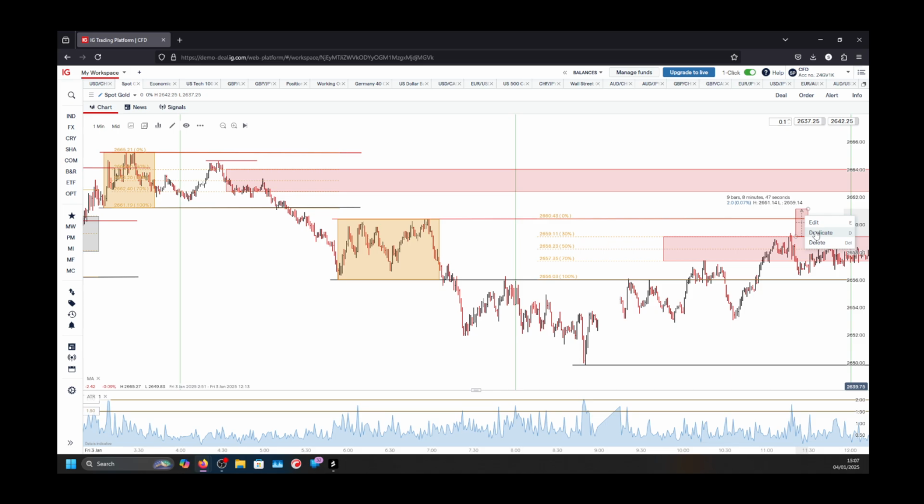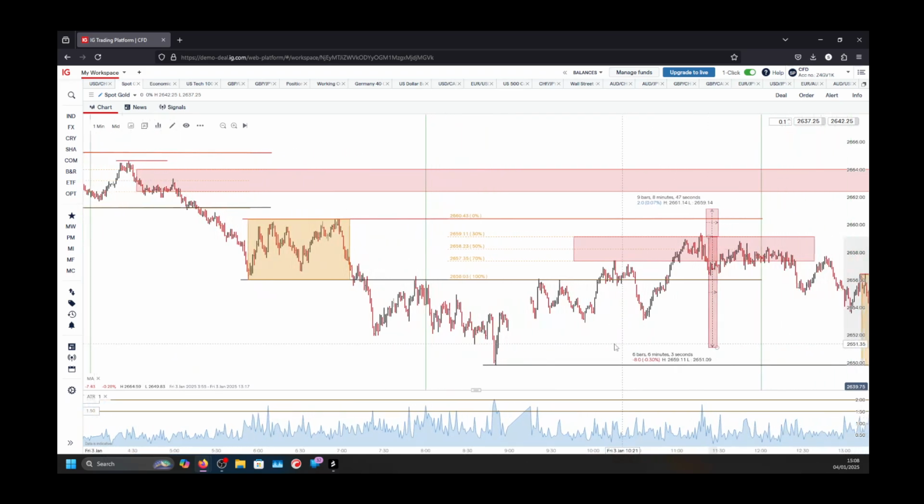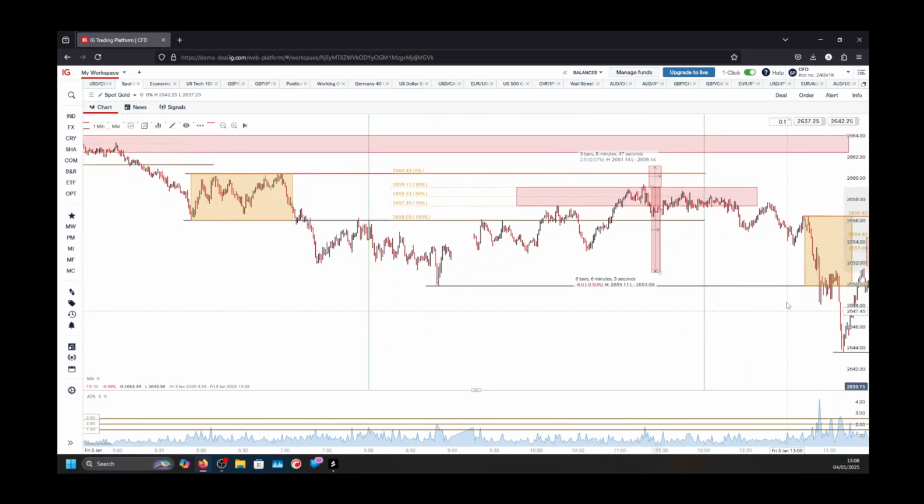So a 20 pips stop. Trade price back down to the swing point. That's a 4-to-1 risk to reward. See, price reached that point there.